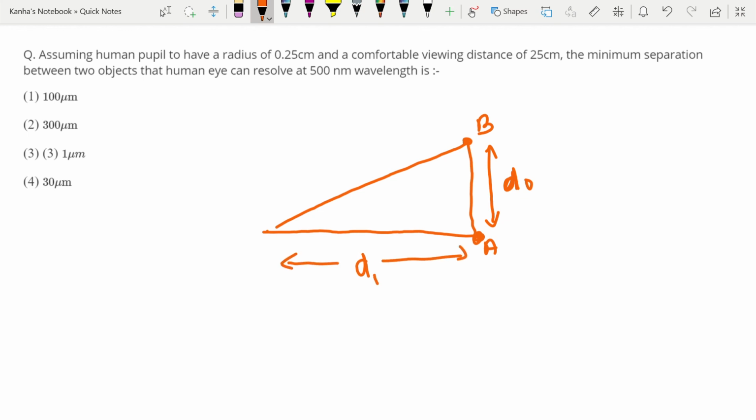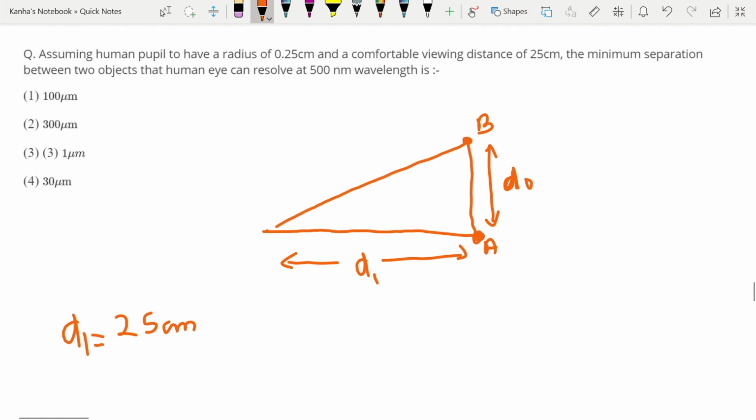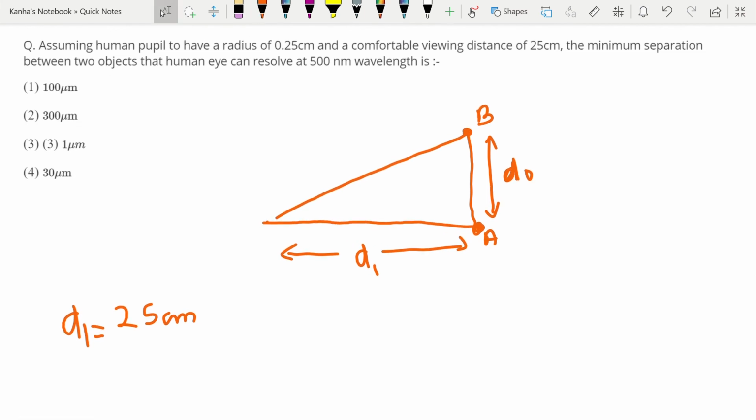Let's say d1. Here d1 is given to you as 25 centimeter. You are supposed to find d naught. Now we already know the formula for the resolving power of a microscope, or a telescope for that matter. So we already know the resolving power of a telescope.